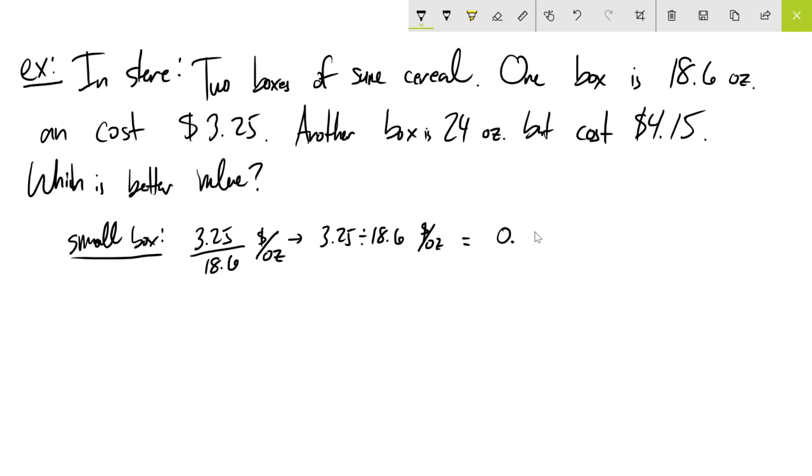0.175. Other people get that? Okay. So that one is about 17.5 cents per ounce. Okay. So then you go back and you do the same thing for the large box.